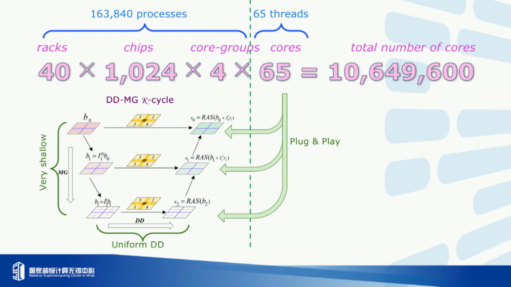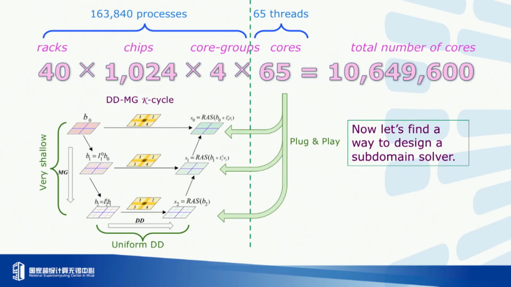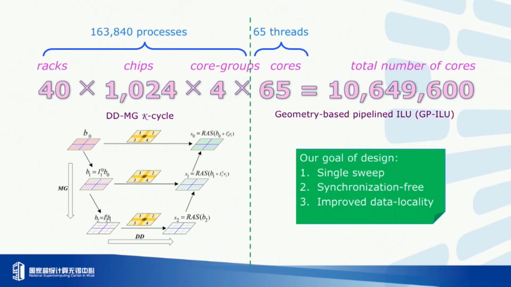Okay, so that's the first part of the algorithm design. In the second part, we need to figure out how to design a subdomain solver that can very efficiently utilize the 64 CPU cores in this architecture. So we set up a few goals. The first is a single sweep of all the data points. As I mentioned, the memory bandwidth of our system is very limited, so we just want to load the data from memory once.